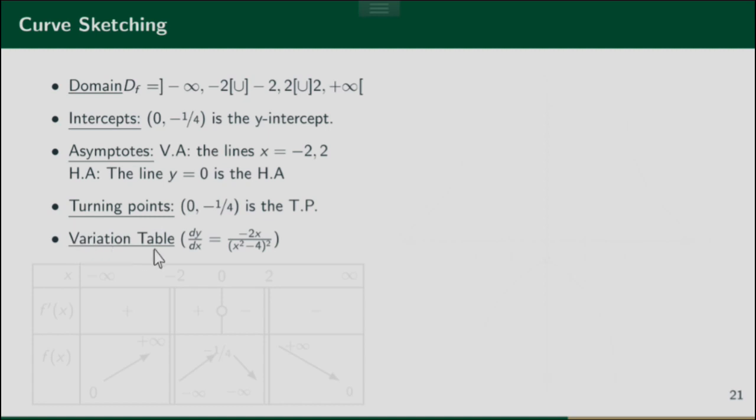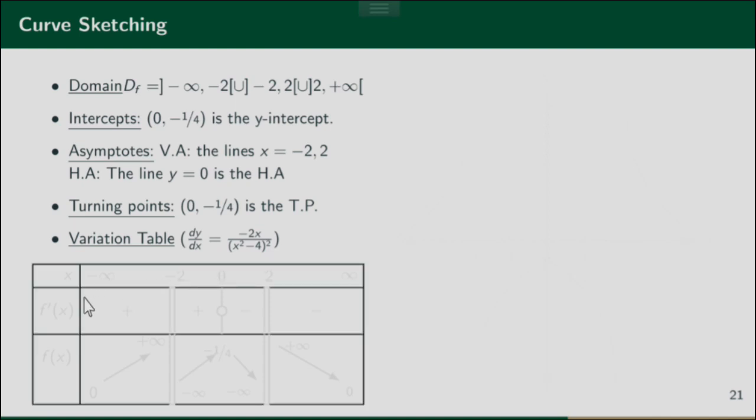And then we have to draw the variation table. This gradient function, dy by dx, which is -2x divided by x squared minus 4 all squared, will help us to draw a variation table. On the variation table, there are 3 rows that need to be drawn. The first row indicates the values of x, that is, you just represent the domain on the first row. The second row will be the gradient function. What will be the sign of the gradient? And of course, the third row will be the function itself. How would the graph look?